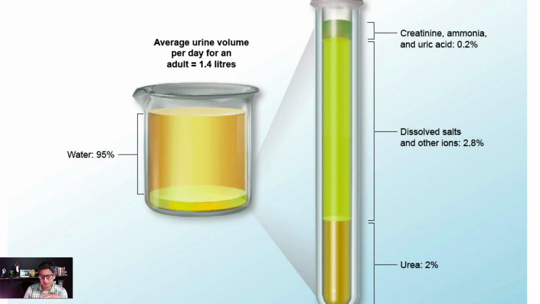So 95% of urine is water, and the rest of it is waste product. This waste product down here is shown in this test tube. About 2% is creatinine, ammonia, and uric acid, about 2.8% is dissolved salts and other ions, and then 2% of it is urea. So this is all waste product that is in the urine.